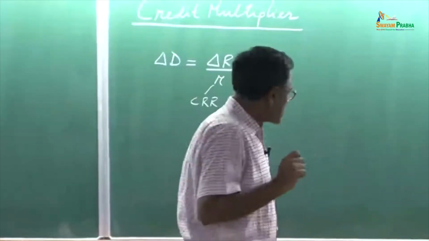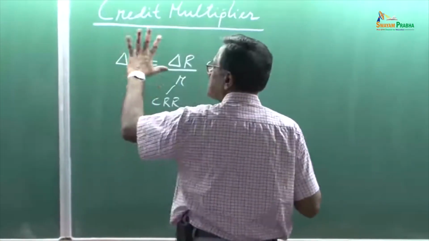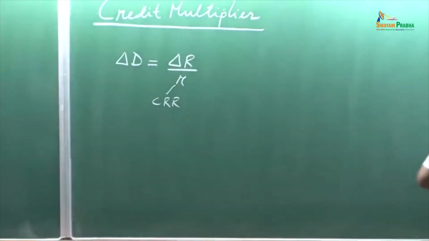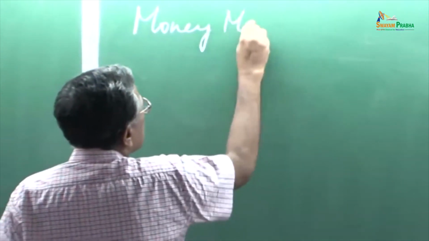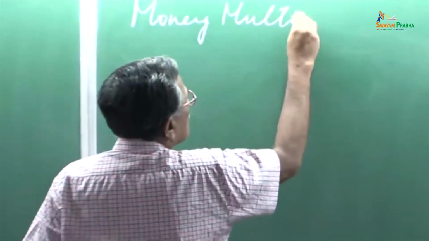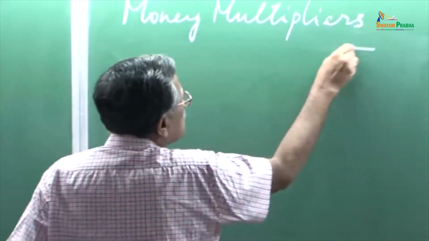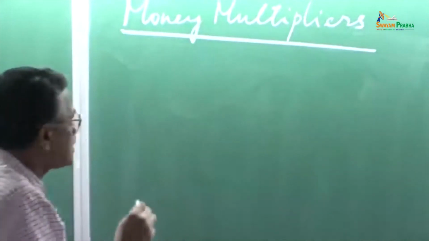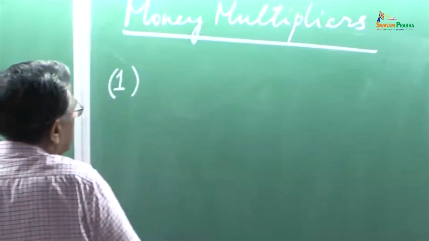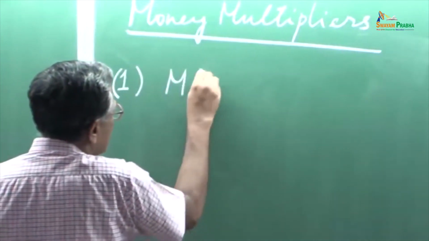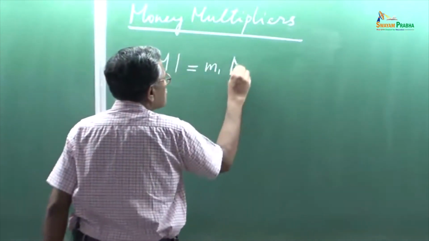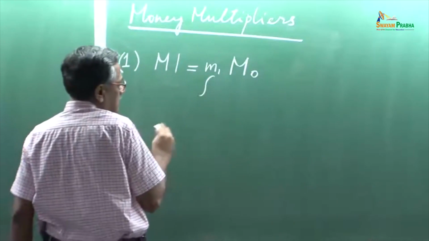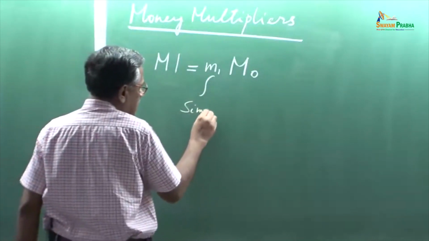The connection, these are called money multipliers. This is very simplistic, oversimplified. So we will talk about money multipliers now. Essentially, I will talk about two money multipliers. One, the relationship between M1 and M0, call that small m1. This small m1 is the simple money multiplier.